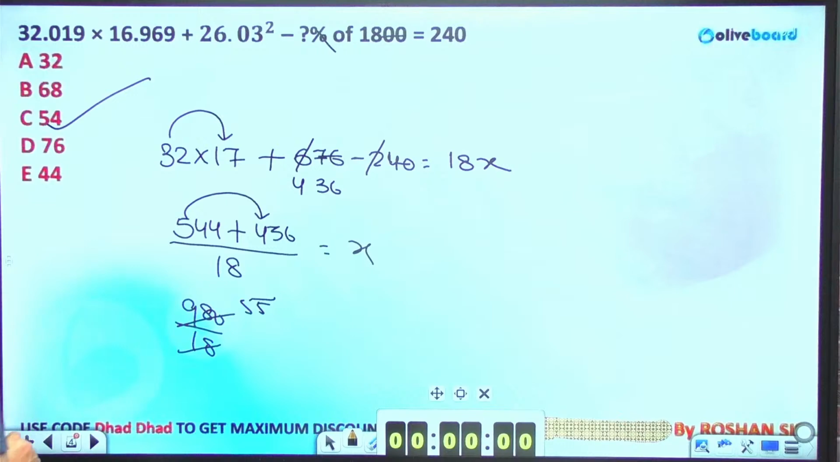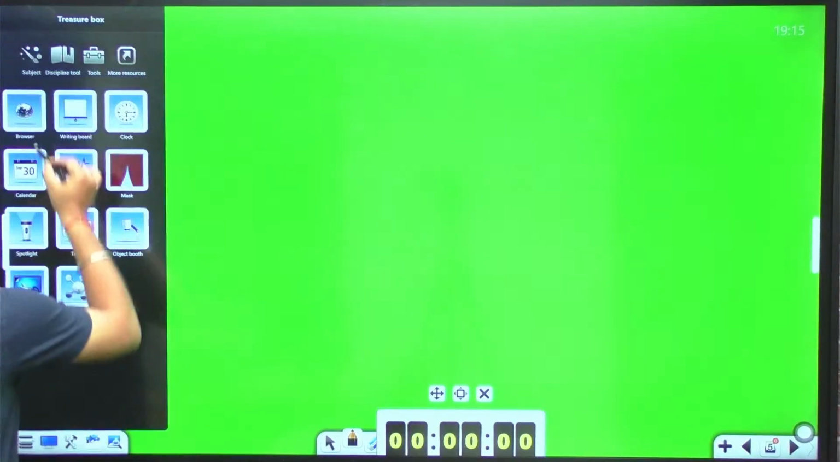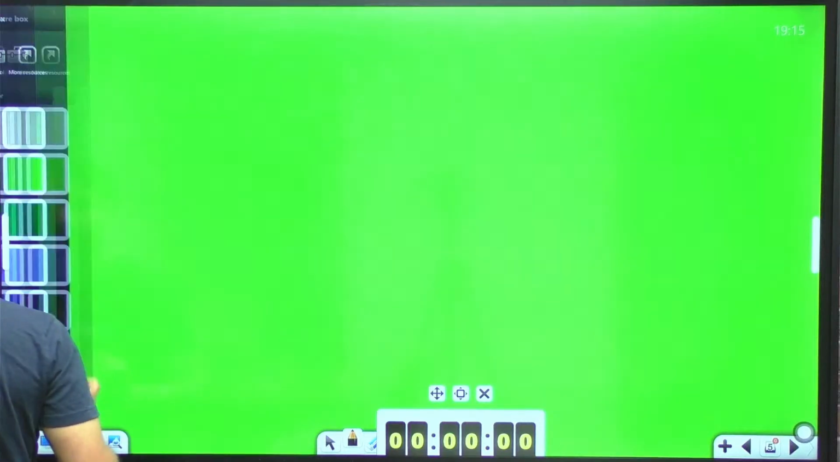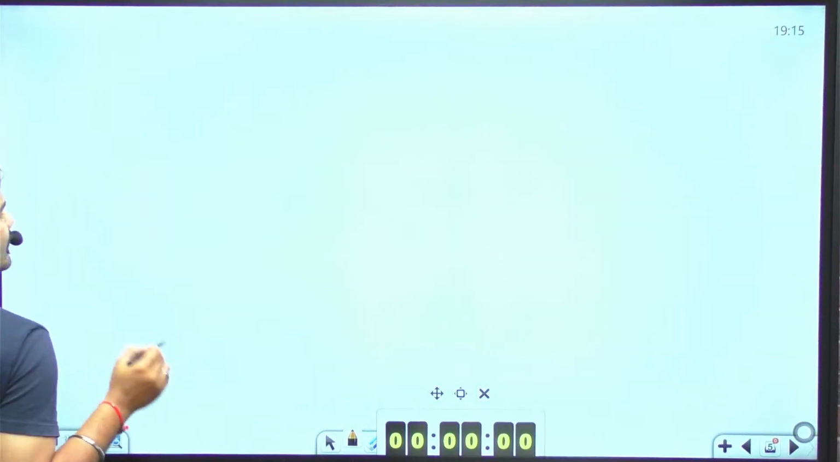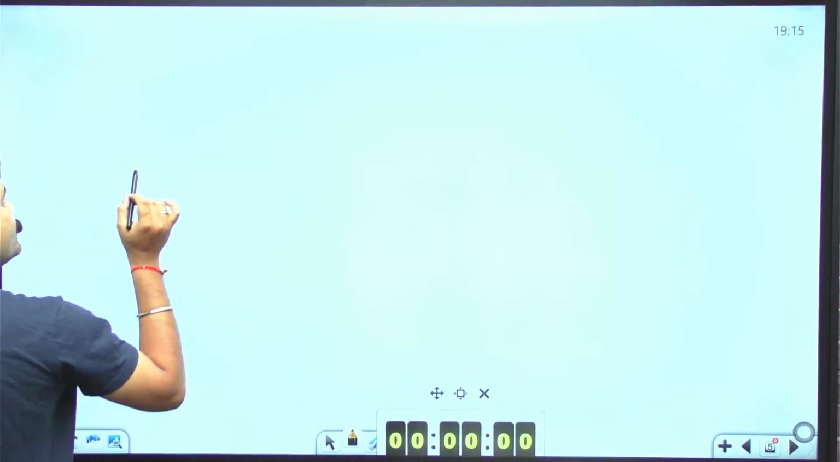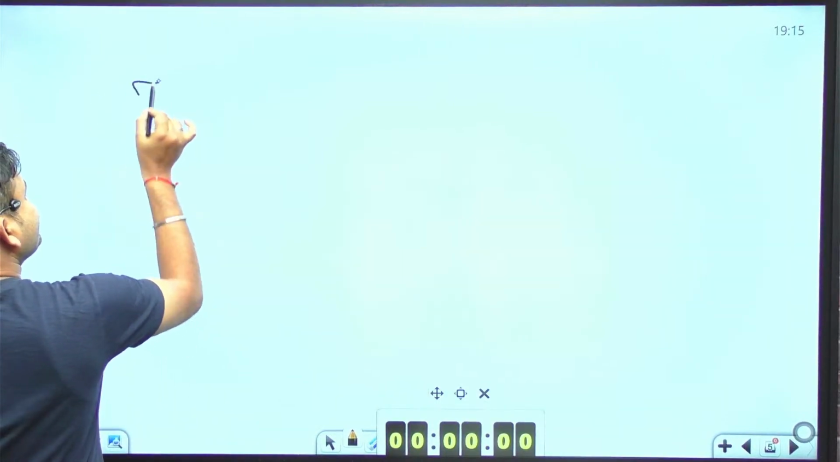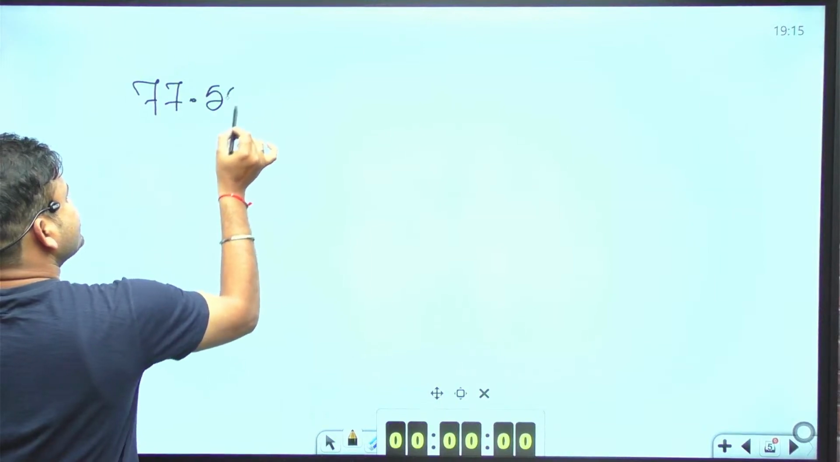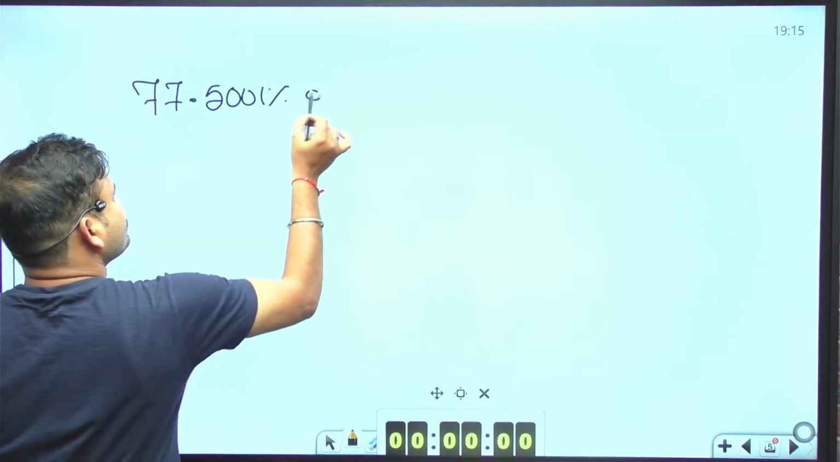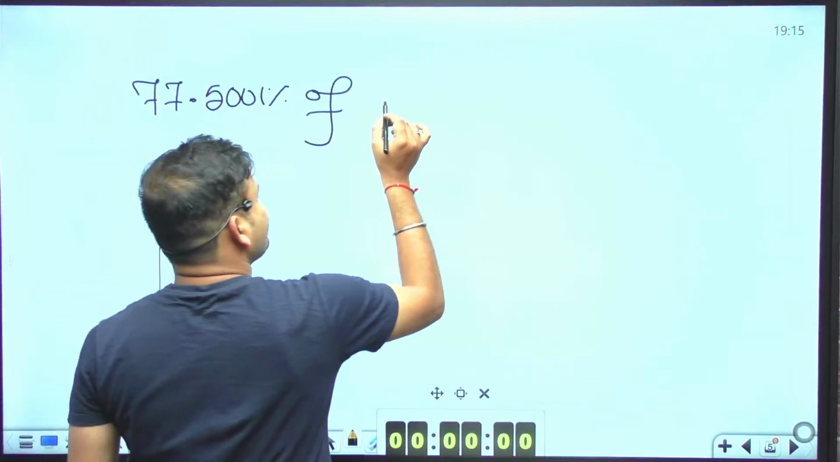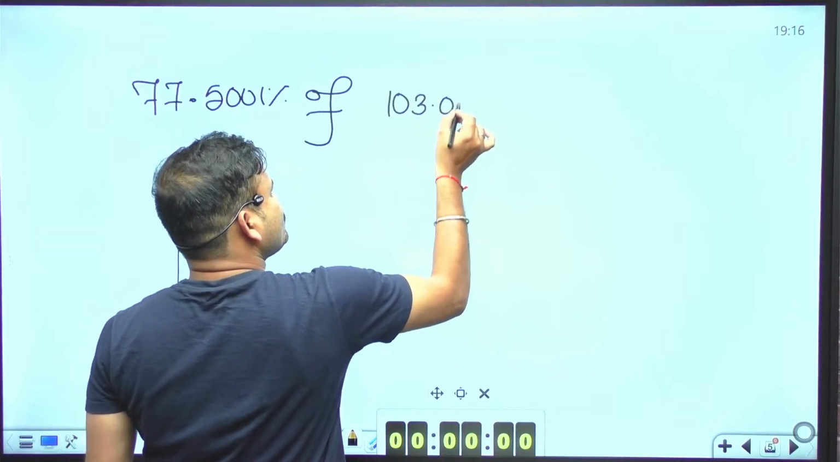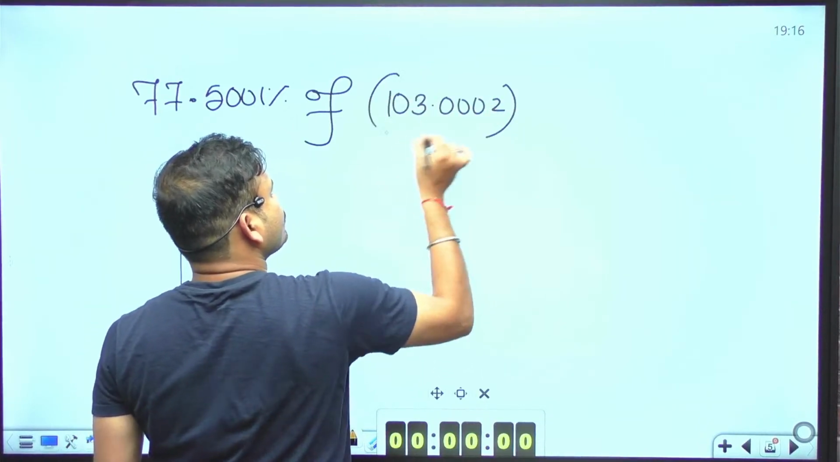Clear? And how to approach this type of question? Let's say, suppose in examination you have questions such as this. Let's say an approximate value of, for example, if I say 77.5001% of, let's say we have 103.0002 whole square.